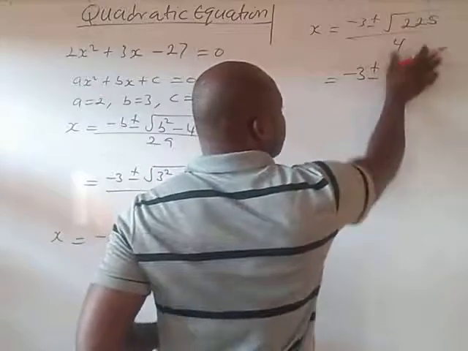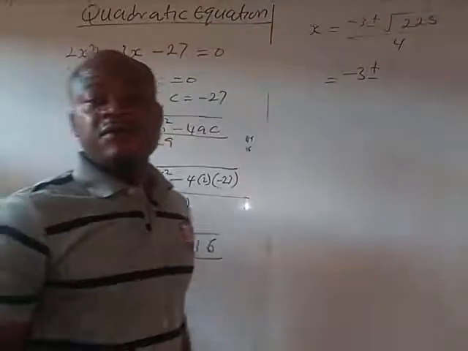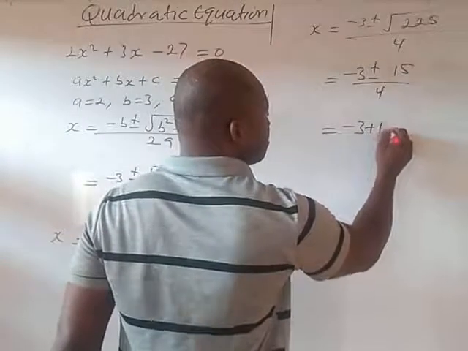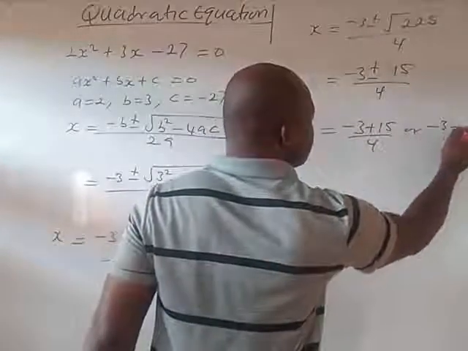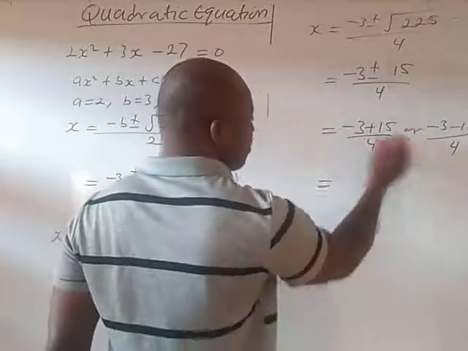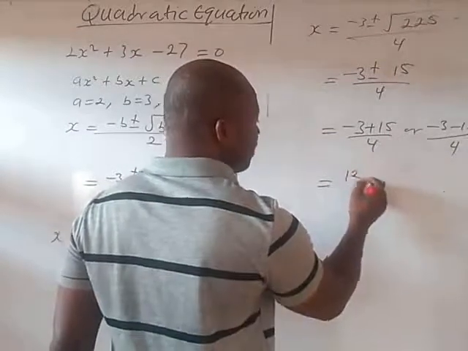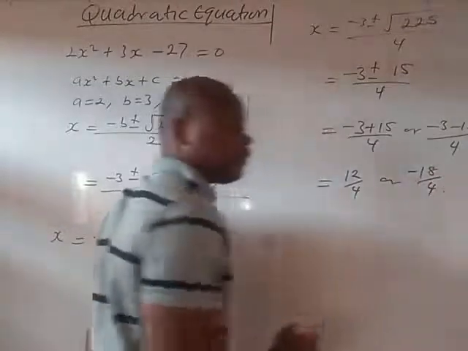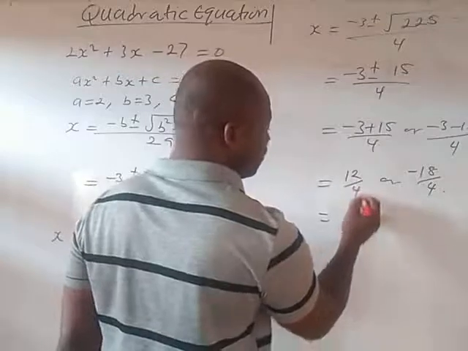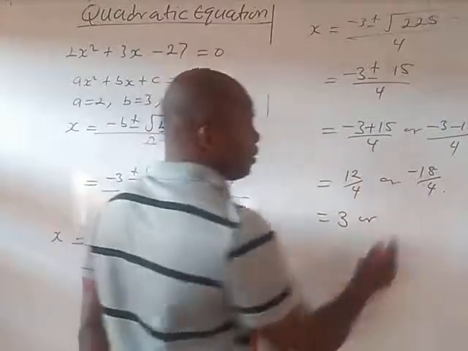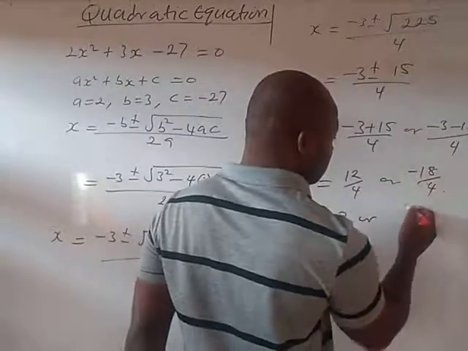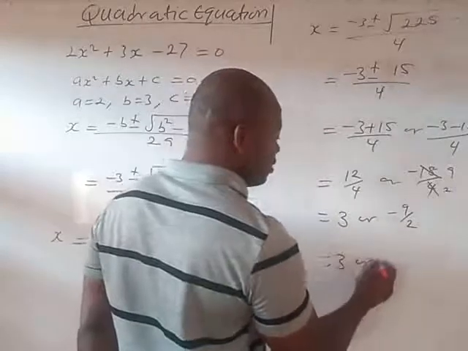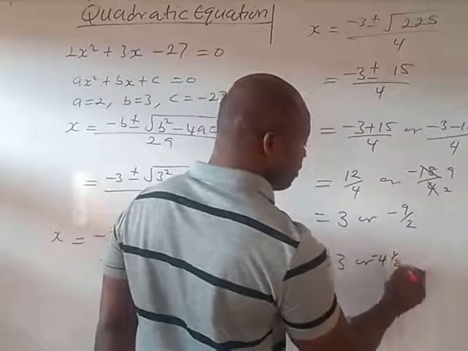The square root of 225 will be 15. So that we have 15 all over 4. We have minus 3 plus 15 over 4, or minus 3 minus 15 over 4. Therefore, we have minus 3 plus 15, which is 12 over 4, or minus 18 over 4. 4 goes into 12 three times, or, dividing by 2 here and here, minus 9 over 2. Therefore, we have 3 or minus 4 and a half.